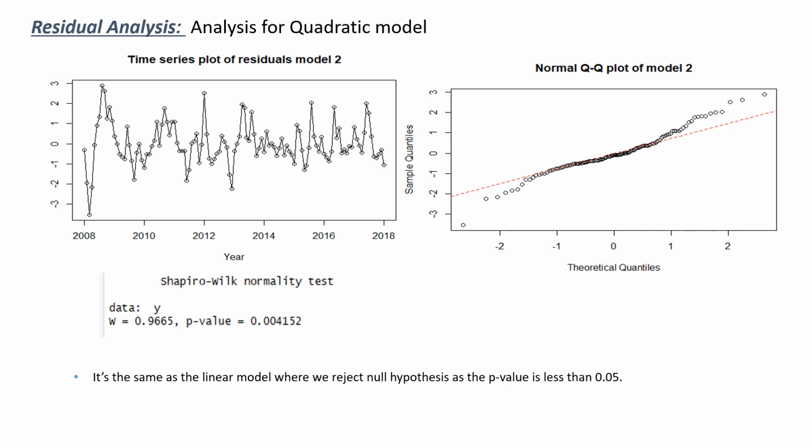The QQ plot in model 2 displays that there are more points that are not on the red line. The Shapiro-Wilk test shows the p-value as 0.0041, that is still less than 0.05. The two are almost similar to each other, and we can reject the null hypothesis, which says that the data is normally distributed.